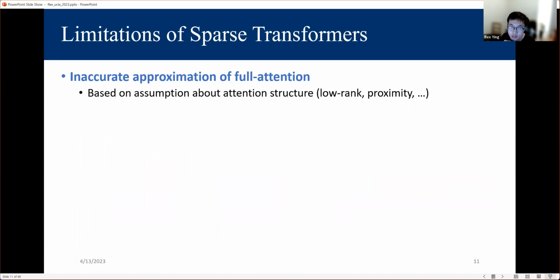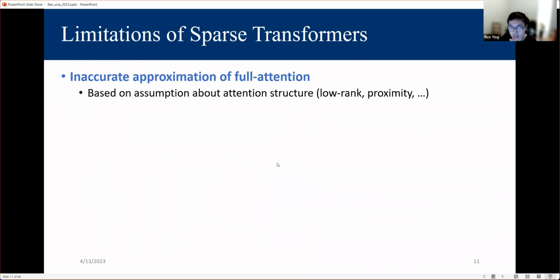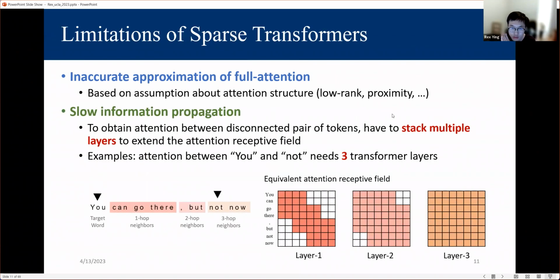And these kinds of approximations, like Big Bird, Longformer, and all these sparse transformers, they all have some limitations. Typically, we use some kind of assumption, like proximity, which is the case for sparse transformers. And there's also the low rank assumption, which is another type of sparse transformer that uses the low rank assumption of the attention matrix, right? And these can result in several issues, right?